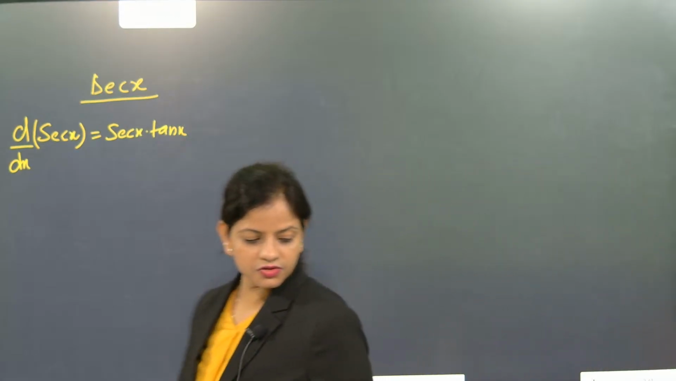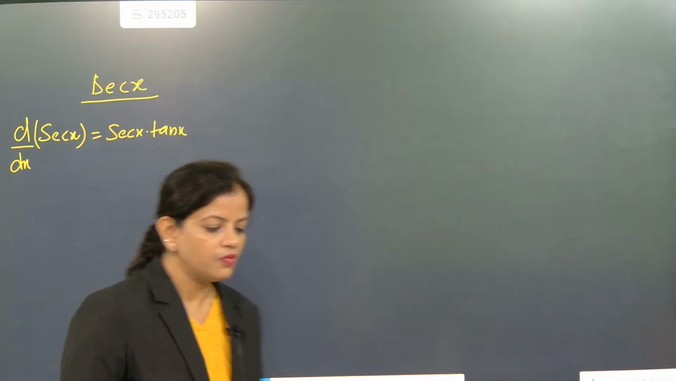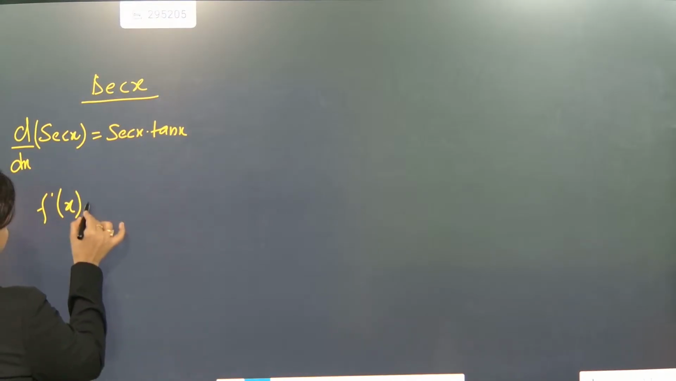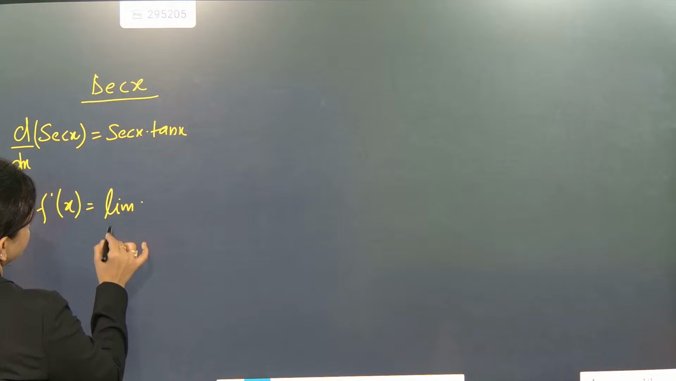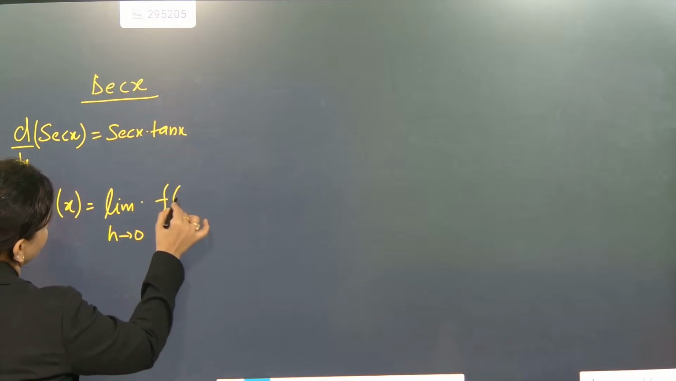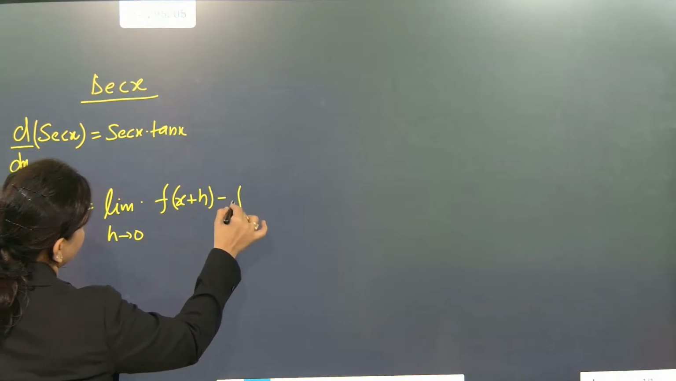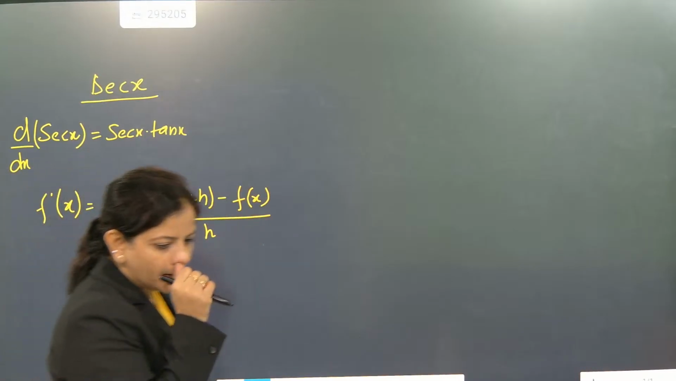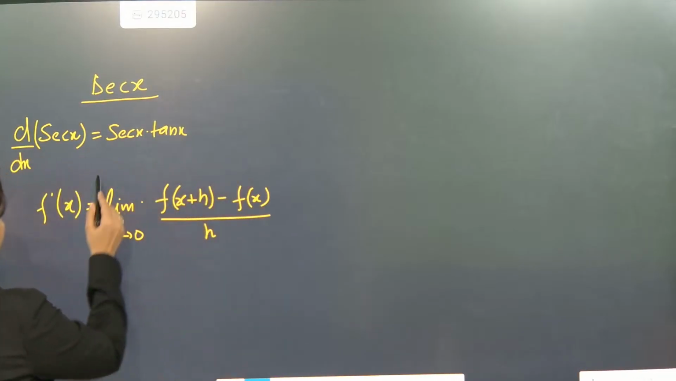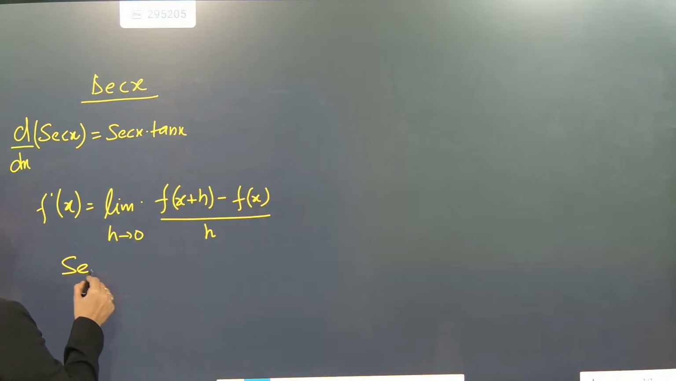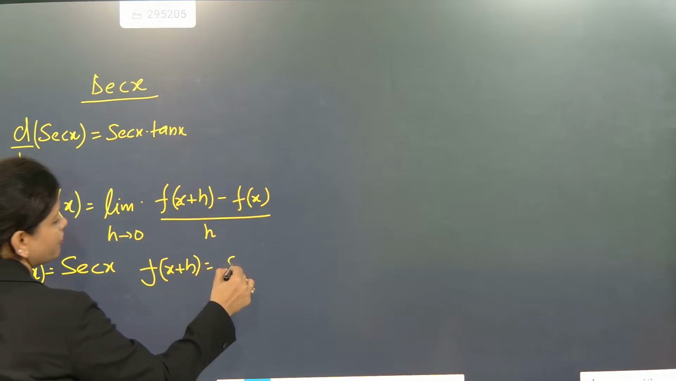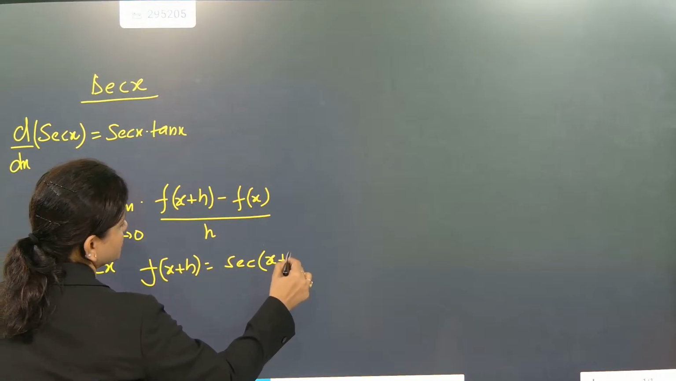But this method is not going to be used in first principle. What was our first principle? One more time I am reminding. f dash x is equal to limit h tends to 0, f of x plus h minus f of x, by h. This is the formula. So now, given secant x, f of x is directly secant x. Then what is f of x plus h? f of x plus h will become secant of x plus h.